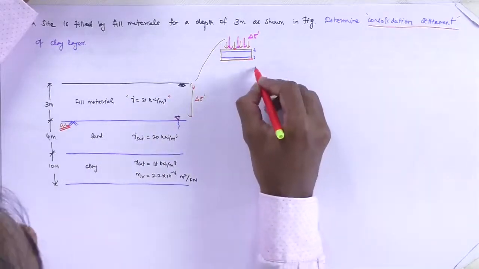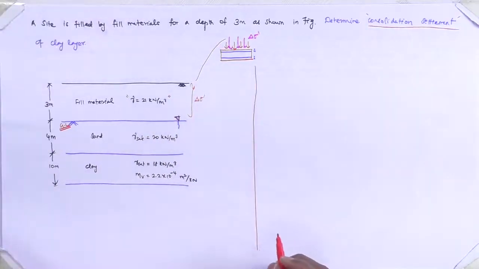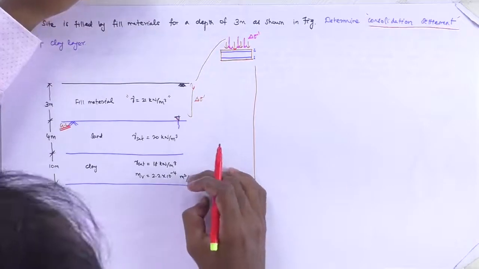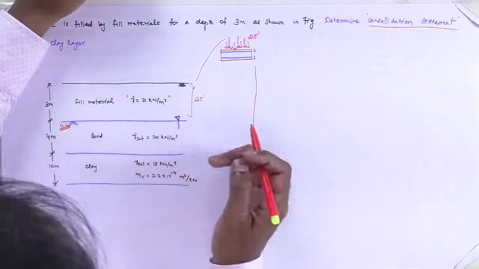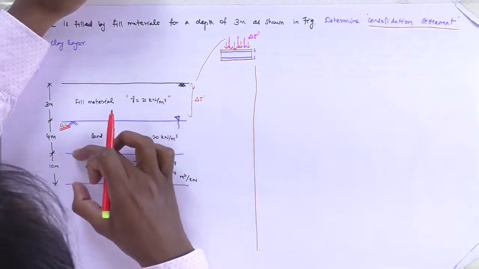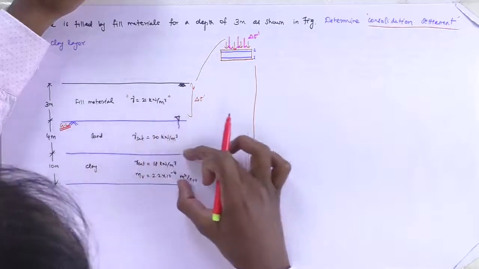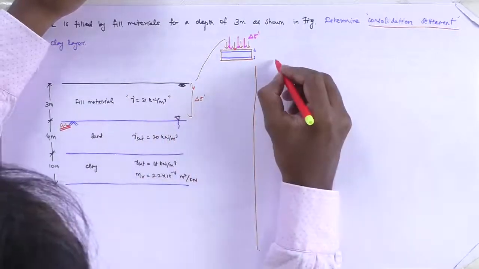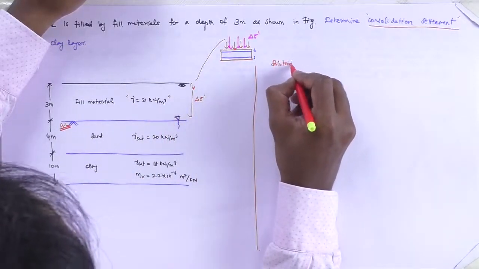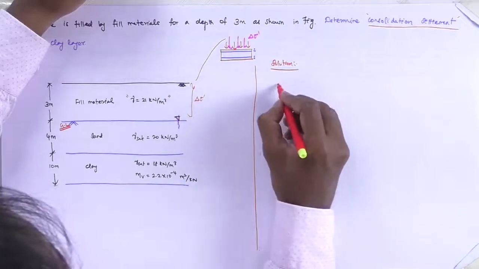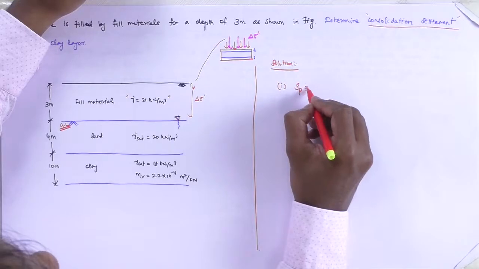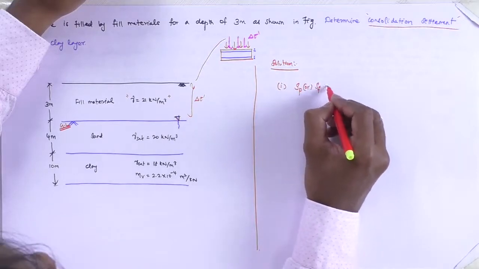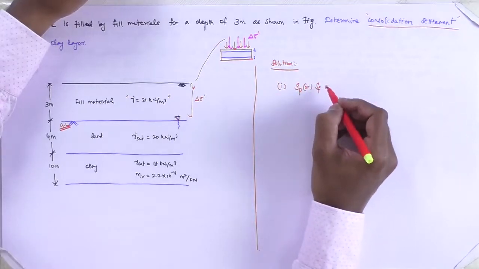To proceed, we have to look at the data given in the question: fill material, sand and clay layer. We have to compute the additional pressure to which the clay layer is subjected. Starting with this, they are asking for the consolidation settlement. It is nothing but Sp or final consolidation settlement, Sf. We can denote it both ways.